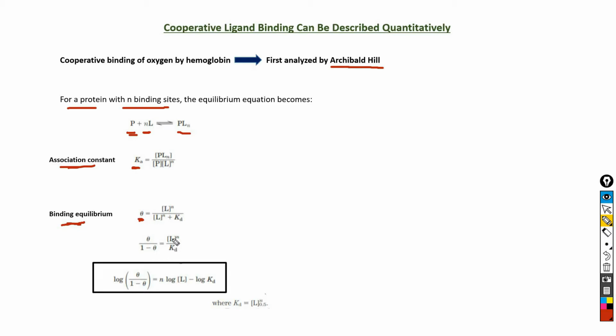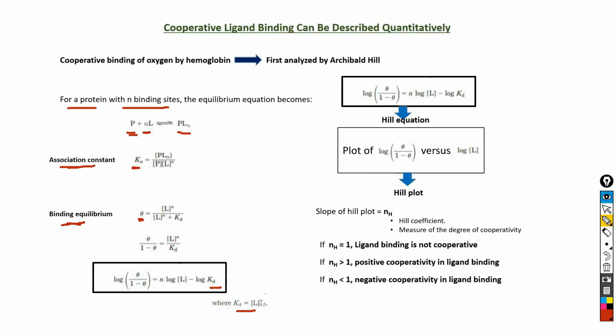On simplifying this equation, it becomes theta divided by 1 minus theta equals concentration of L to the power n divided by Kd. On taking log on both sides of the equation, it is log of theta divided by 1 minus theta equals n log concentration of L minus log Kd, where Kd is the concentration of ligand at which half of the available ligand binding sites are occupied. Meaning Kd is equal to concentration of L to the power n at 0.5. And this equation is known as the Hill equation.